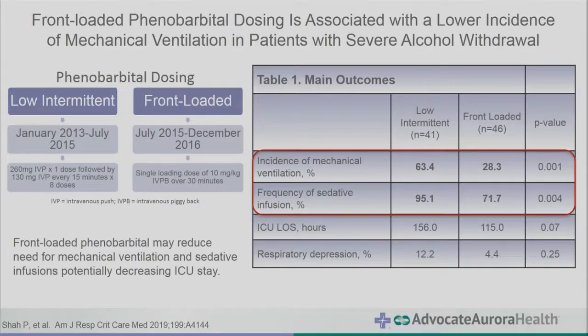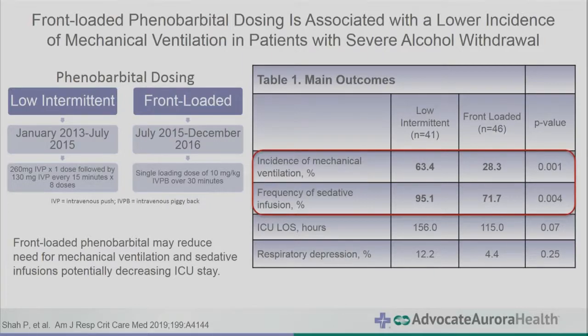I just looked at some 2018 data for our unit, and the numbers were very similar. Mechanical ventilation rates were about 28%. However, our frequency of sedative infusion rate, and I haven't even shared this with our ICU medical director yet, was down to 46%. Less than half of these patients are getting a continuous sedative infusion, when they are some of the most severe alcohol withdrawal that I've seen in the 5 institutions that I've worked at or trained at. Our ICU length of stay was 111 hours in 2018, and our respiratory depression rates were about the same.